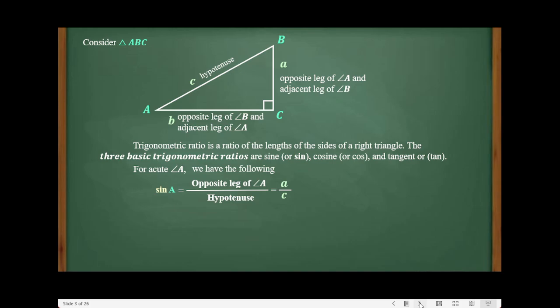Now, that is our first ratio. For the second ratio, that is cosine, or cos A, which you read as cosine of A, it is defined as the adjacent leg of angle A over the hypotenuse. Using the symbol of each of these labels, referring to this figure, the adjacent leg of angle A is small letter b, over the hypotenuse, which is small letter c.